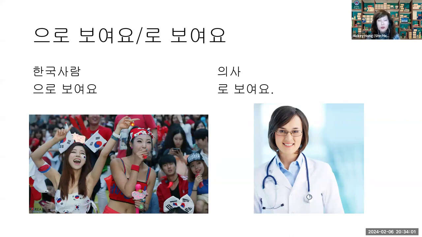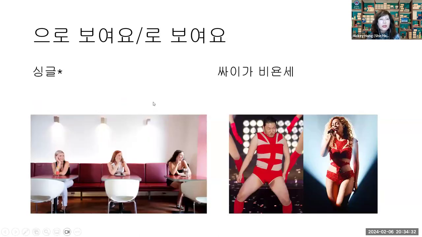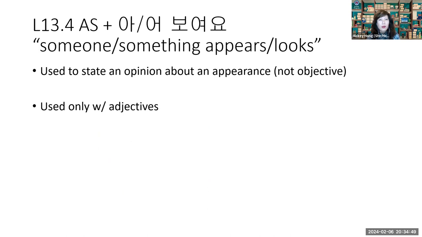의사로 보여요 because she's in the gown. Appears to be his girlfriend, 여자친구, ends with a vowel, so 로 보여요. Just looks like a sibling, a younger brother. 남동생으로 보여요. Ends in a consonant, so 남동생으로 보여요. Looks like her younger brother. Single, remember it ends in ㄹ, so 싱글로 보여요. 싸이가 비욘세로 보여요. Psy looks like his fiance.